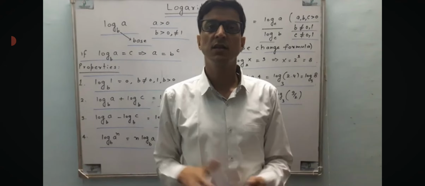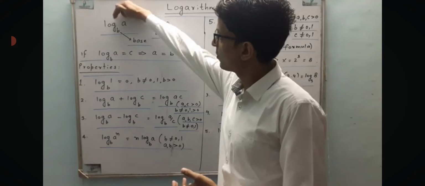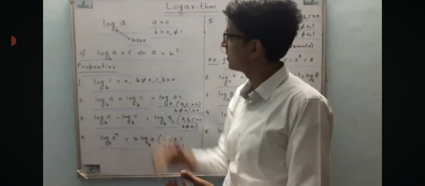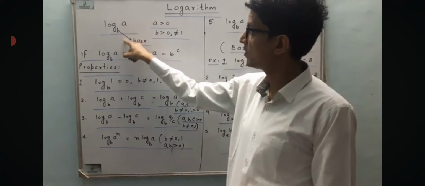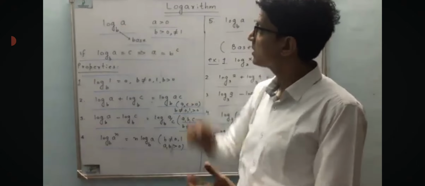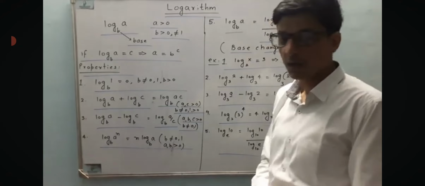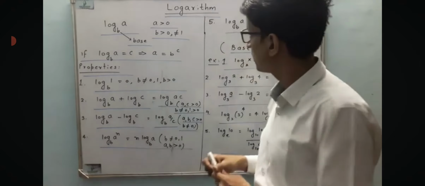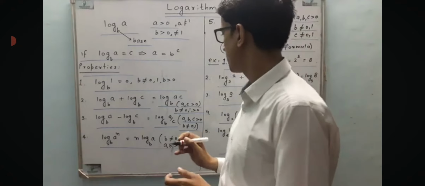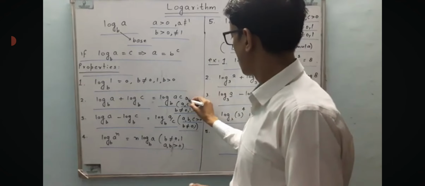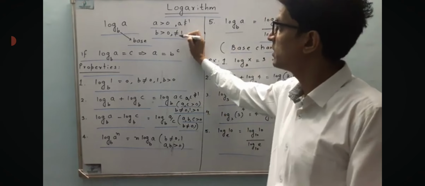Today let's discuss logarithms. A logarithm is an expression like log a to the base b. It is pronounced as log a to the base b. The term which is downward is called the base. Here the domain for a is that it should be positive and should not be equal to 1. And b should also be positive and not equal to 1.